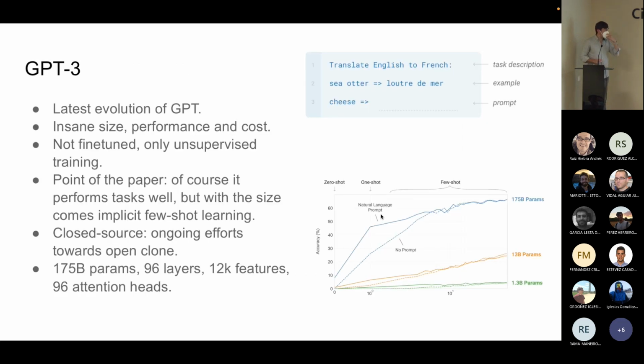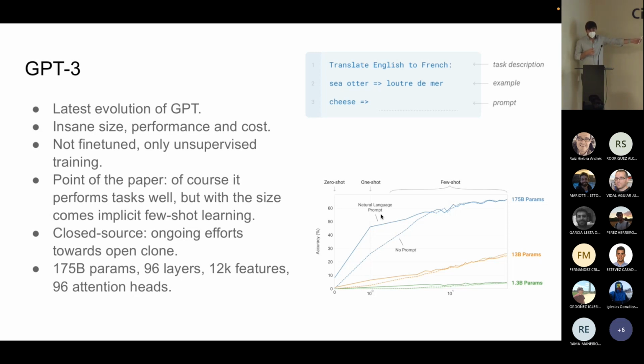Now the next evolution was GPT-3. This was like a news bomb, and everyone was talking about it. But in the end, it was just increasing the size. They increased the size to something that only one or two companies in the world can achieve, because it is estimated that it cost like 5 million to train it. So nobody can really do this.